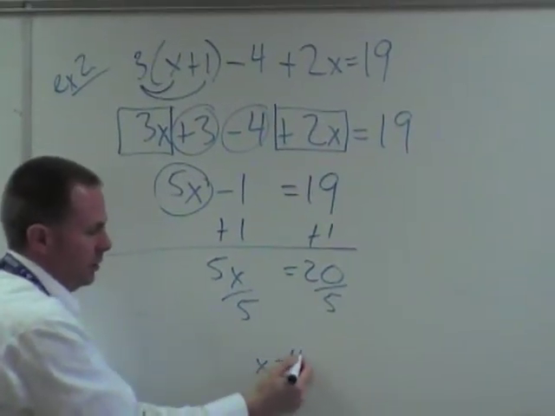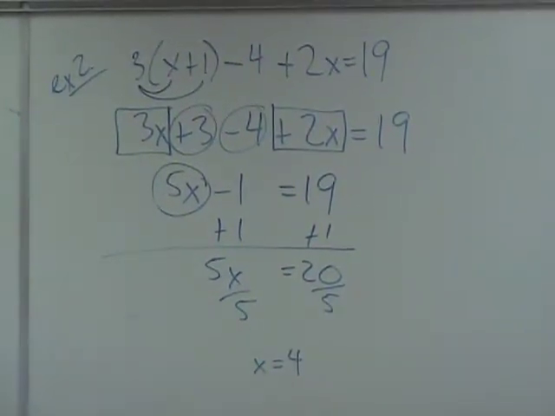X equals 4. A little over half the class. Who got it right? Yeah. A little over half the class got it right. Does that make sense?